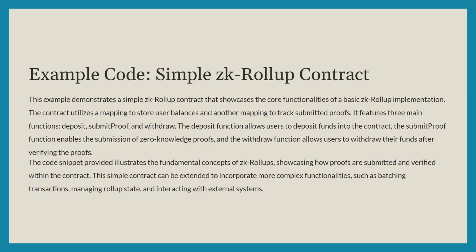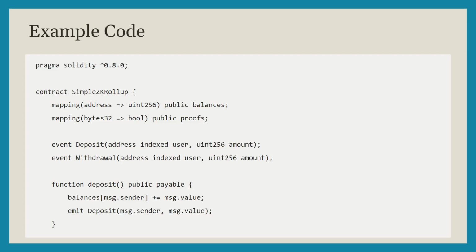The code snippet provided will illustrate the fundamental concepts of ZK rollups, and it will showcase how proofs are submitted and verified within the contract. The simple contract can be extended to incorporate more complex functionalities such as batching transactions, managing rollup state, and interacting with external systems. So yeah, here's the code. I'll go through it line by line.